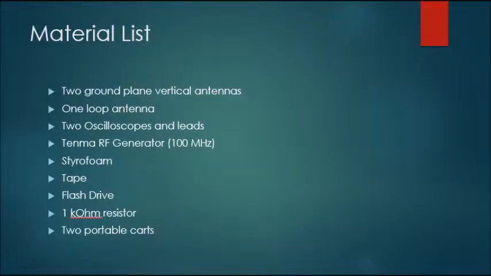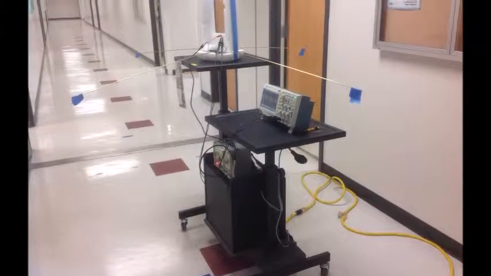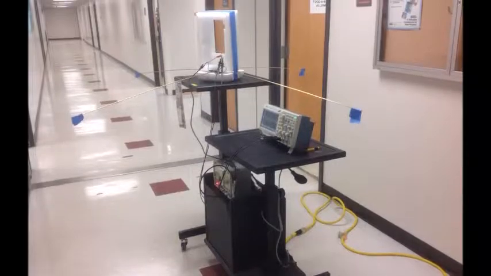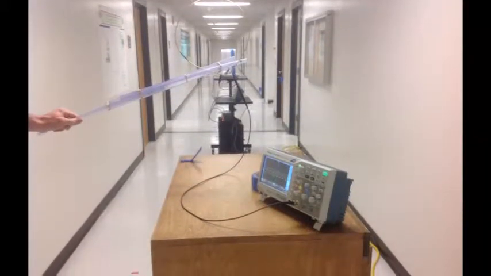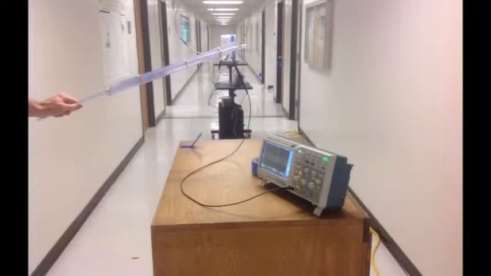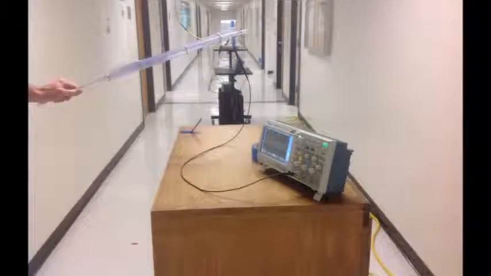The materials used in this experiment include 2 ground plane vertical antennas, 1 loop antenna, 2 oscilloscopes and leads, 1 10-mA RF generator, styrofoam, tape, a flash drive, 1 kilo ohm resistor, and 2 portable cards.